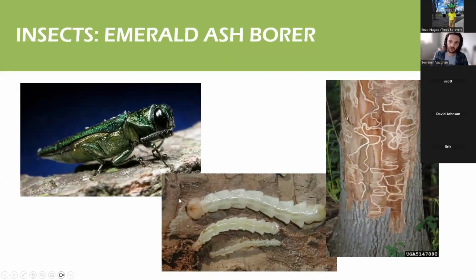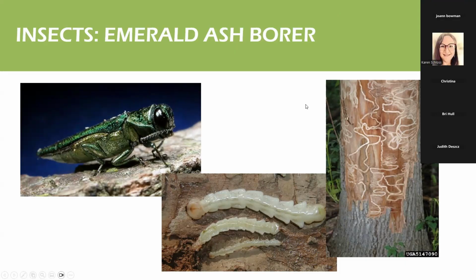Okay, so starting off with insects, we have the emerald ash borer. I think most people now are pretty familiar with this one, just because of the impact it's had. In Cedar Rapids, I want to say 27% of the canopy was ash trees pre-derecho. And basically all of those are dead now. And if they aren't dead, they'll be dead soon.